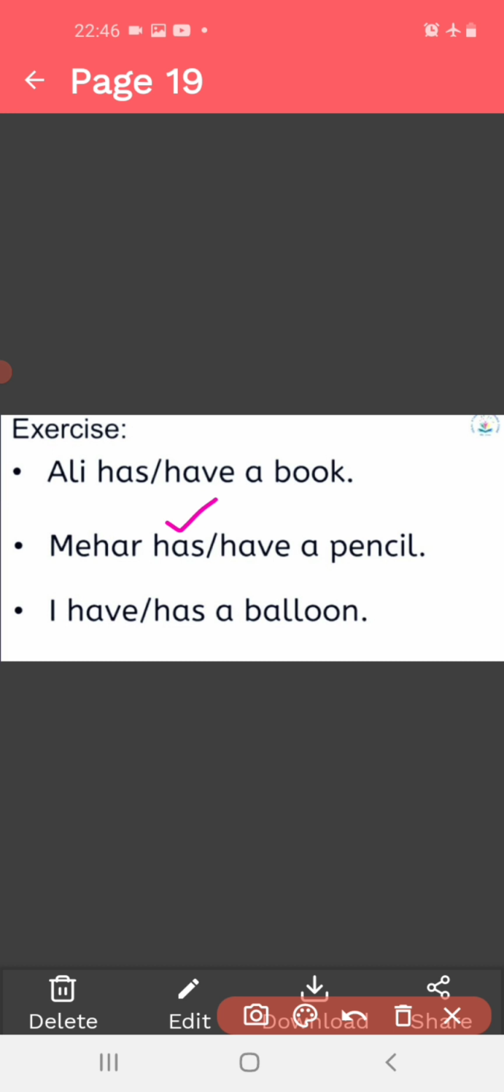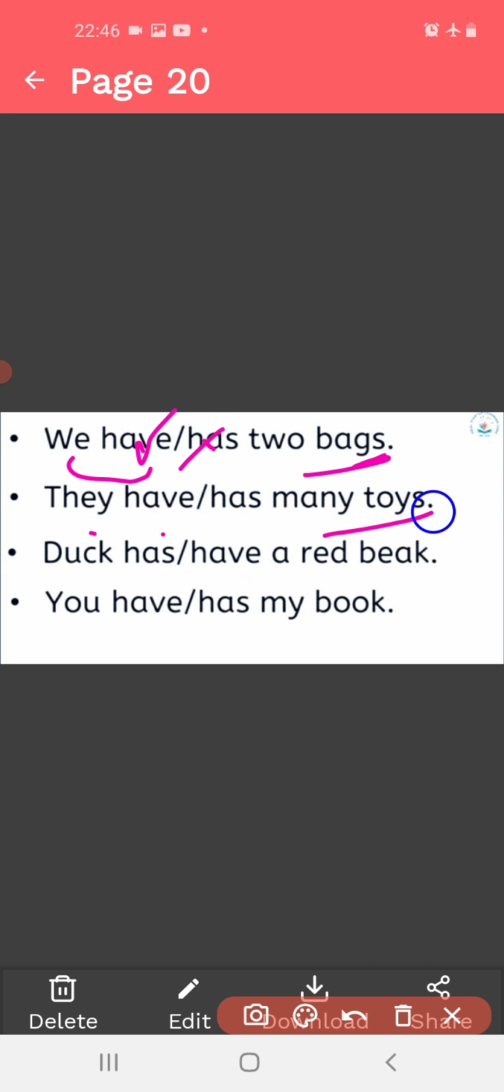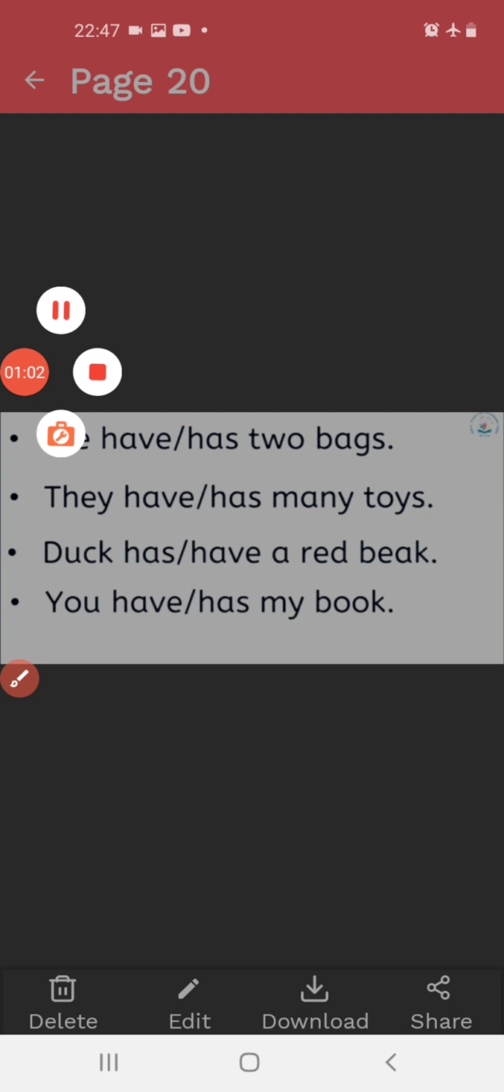Then, I have a balloon. Have is used with I. We have two bags, not has, because have is used with we. They have many toys. Duck has a red beak. We are talking about only one duck. You have my book. You have, not has. You have my book.